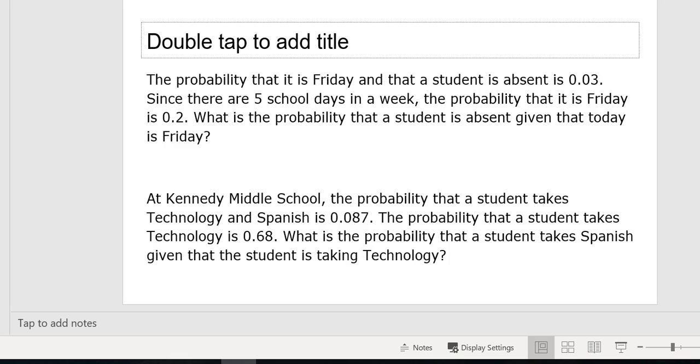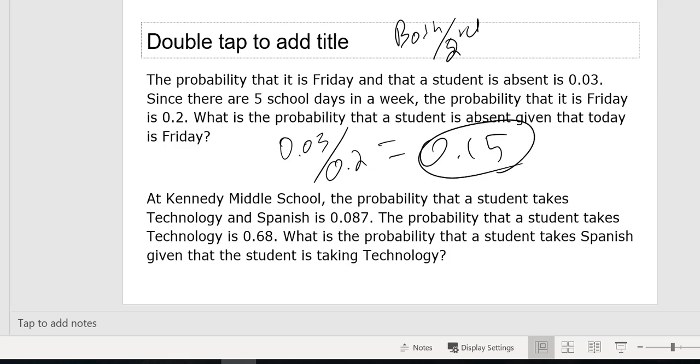The probability that it is Friday and a student is absent is 0.03. Since there are 5 school days in a week, the probability that it's Friday is 0.2. What is the probability that the student is absent given that it's Friday? First, the top number is if it's absent and Friday, so that's 0.03. The bottom number is what happens if it's Friday, which is 0.2. Remember, both over the second event. So you take 0.03 divided by 0.2, and you get 0.15.